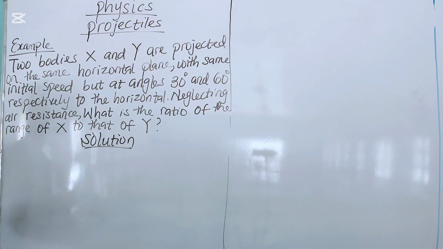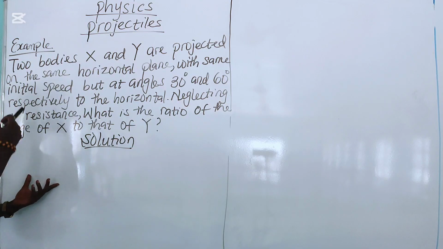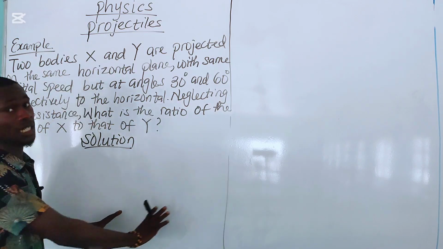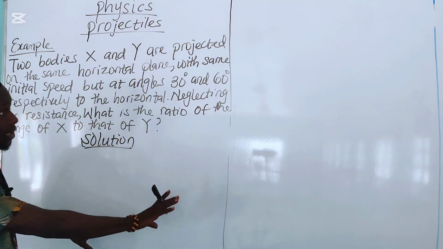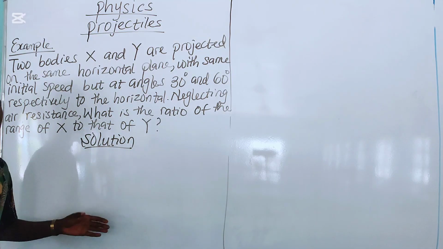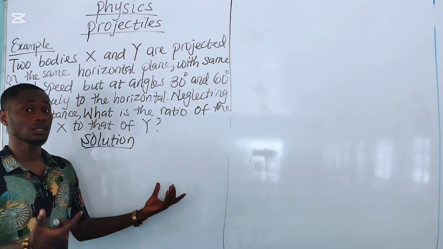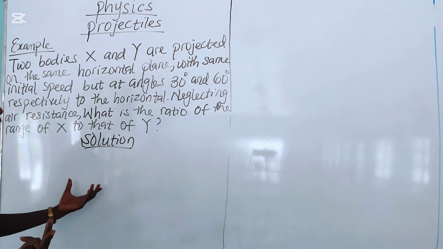Okay, in this question we have two bodies, and these bodies are X and Y. And we are told that they are projected from the same horizontal plane, with the same initial speed. That means that the initial speed of X is the same as the initial speed of Y. And we don't even know what that initial speed is.